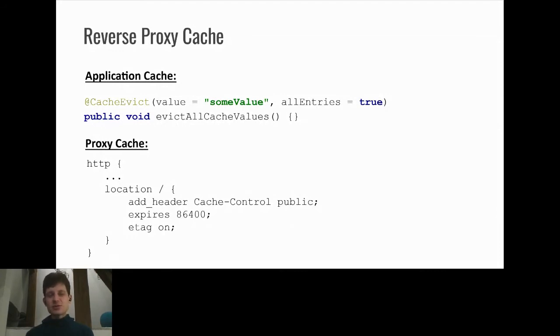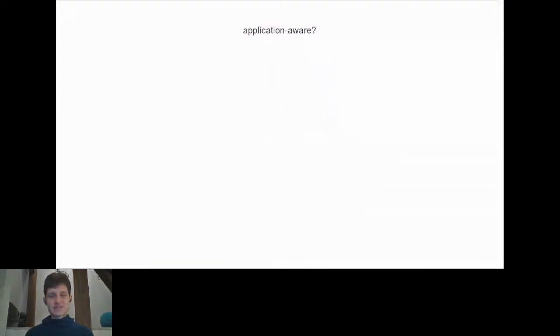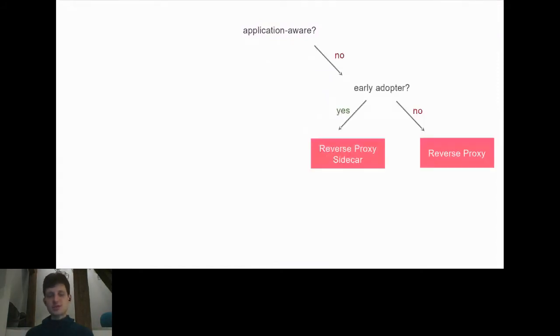As a very short summary, I will not repeat anything I said before, but I would like to structure this knowledge somehow, with a very simple, maybe oversimplified decision tree diagram of which cache is for you. So the first question I would ask is, does your application need to be aware of caching? If no, are you an early adopter? If no, use reverse proxy. If yes, use reverse proxy sidecar caching.